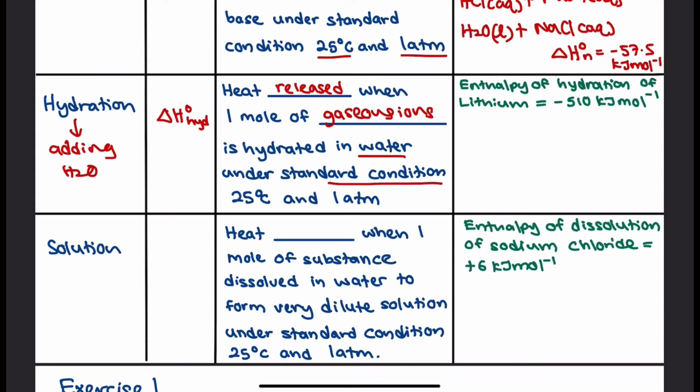Here, the phase change that we are expecting is from gaseous phase to an aqueous phase. Now let's construct an equation for the hydration of lithium. Although it is mentioned as lithium, you must understand that hydration involves the changing of 1 mole of gaseous ion into 1 mole of aqueous ions. Therefore, I would begin with Li+ gas changing into Li+ aqueous, and this process releases heat with a value of 510 kilojoule per mole.